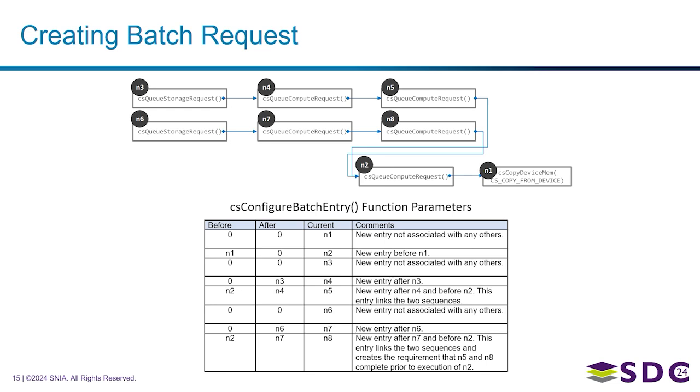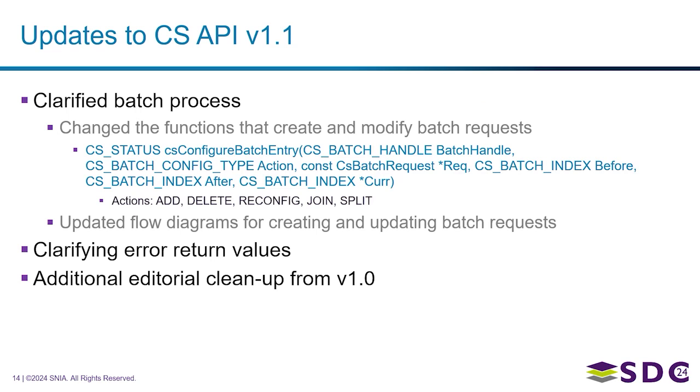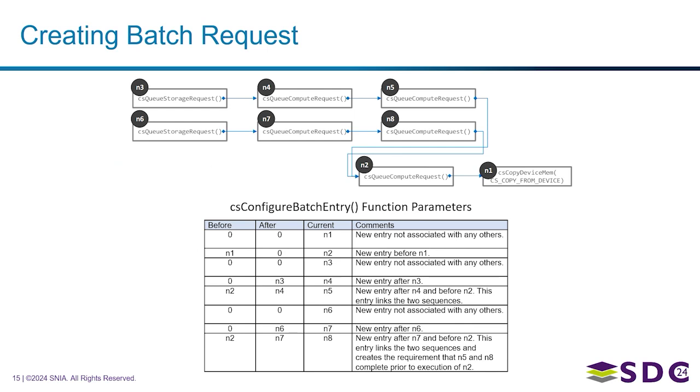Well, how do you build this thing? This is just an example, but it's one example of how you would build it. So the first thing you do is up there you'll see N1 at the bottom left corner. You're kind of building it from the back up in this case. And in the previous slide, and I'll go back to this for a minute, we had the add, delete, reconfigure, join, and split options to this configure batch entry. So we are doing add functions here. Every single one of these is an add function.